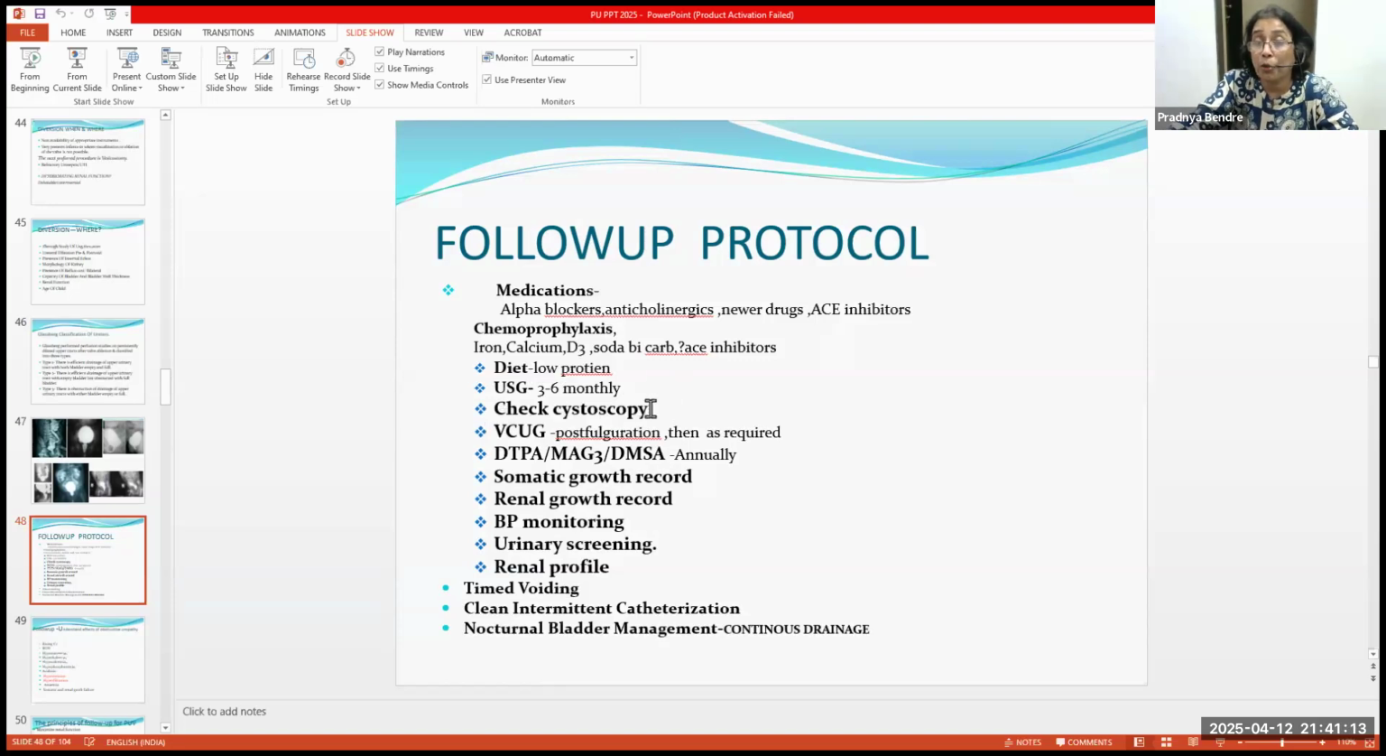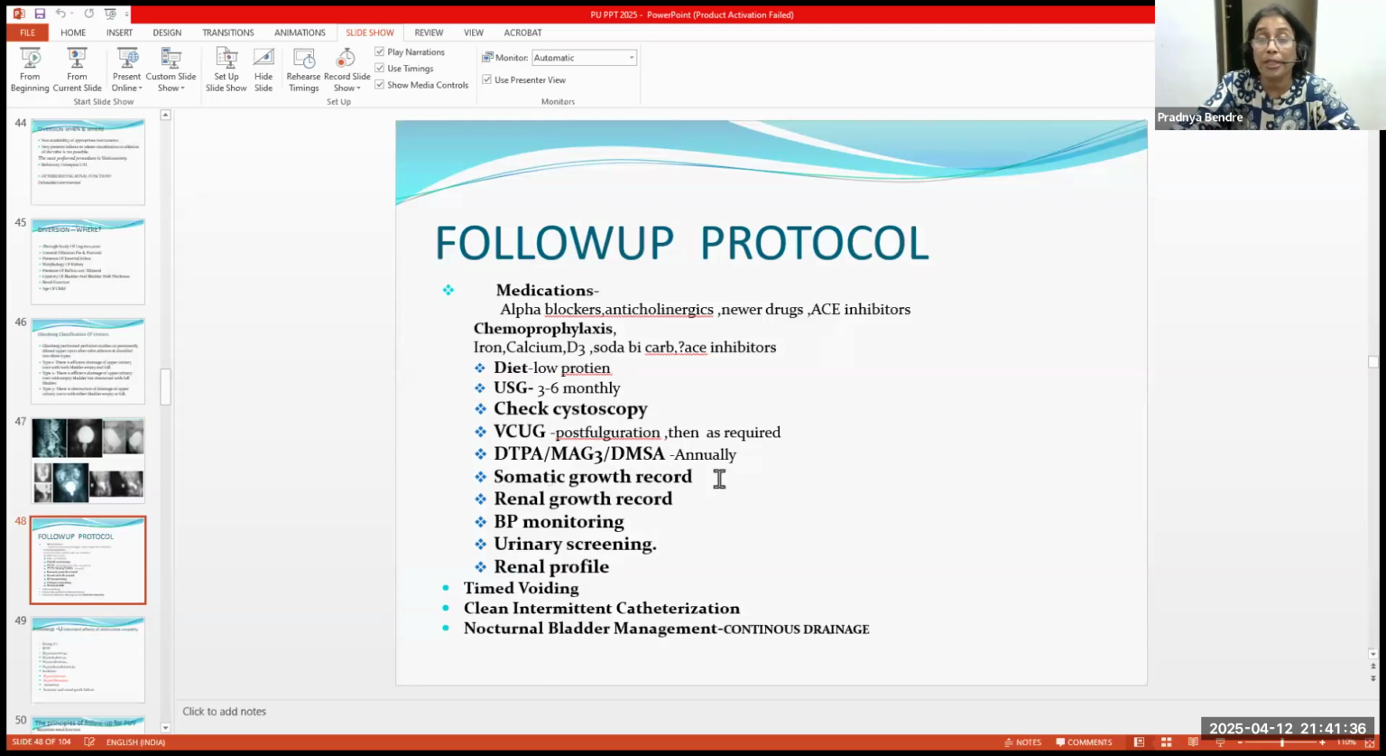Checkscopy, I already told you, is institution preference. If they want to go ahead with the checkscopy, people do checkscopy anywhere from 4 weeks to 6 weeks. VCUG, the people who want to do VCUG post fulguration, they generally do after 4 weeks. The scans are done after 3 or 4 months of life.